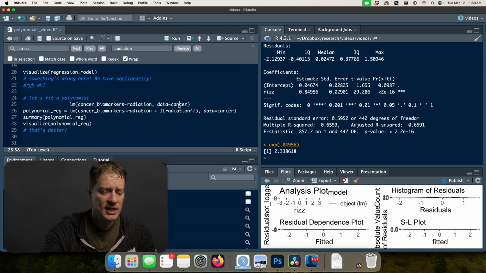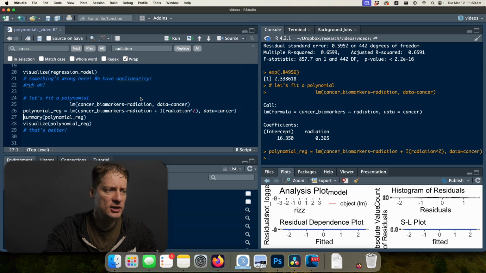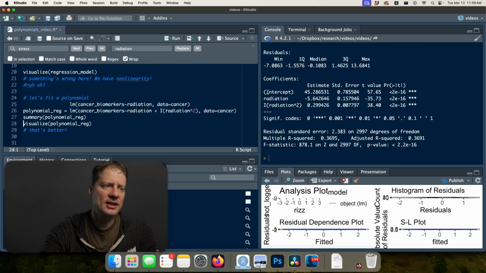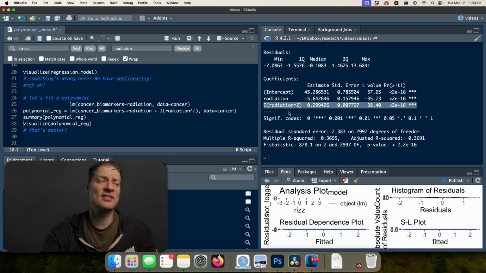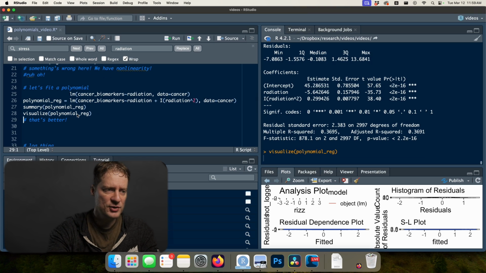Sorry about the technical difficulties. Let's get back into R. Where we left off was we fit this polynomial term by adding I(radiation^2). And if we were to fit that and hit summary, it would give us some information. And this right here is telling us that the polynomial term is statistically significant, but I don't care about that. I want to see it. So I'm going to go ahead and visualize this.